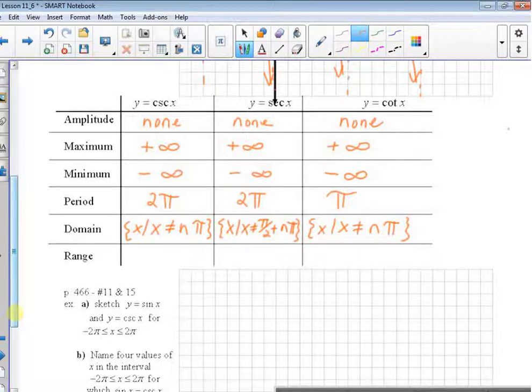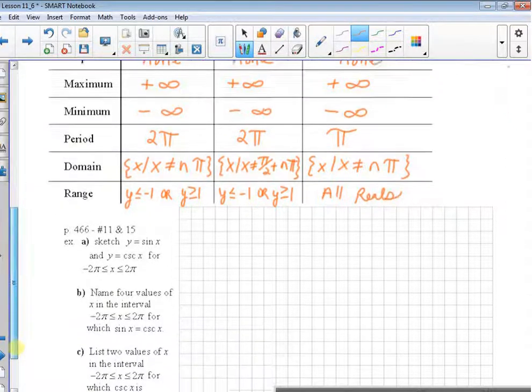Now the range, if you look back at the range on cosecant, it was y is less than or equal to negative 1, or y is greater than or equal to positive 1, because it did not meet in the middle anywhere. And secant was the same thing. And cotan was all reals.